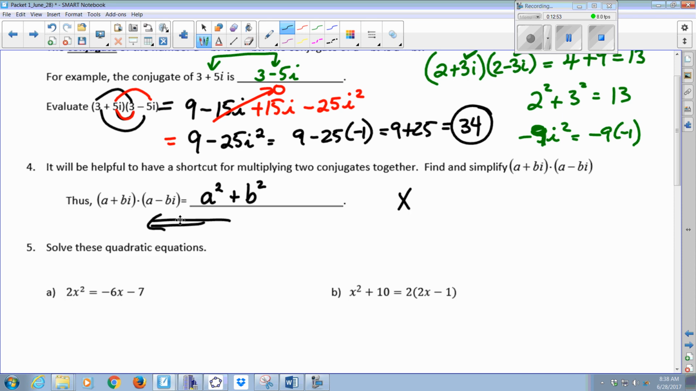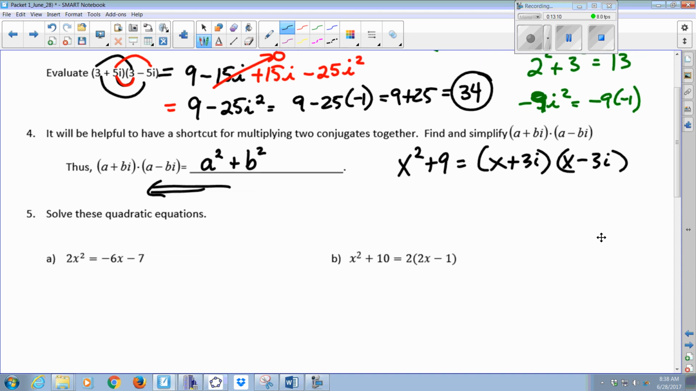So for example, if we have x squared plus 9, we can now factor that. We can go backwards to x and x, plus and minus 3i and 3i. X plus 3i, x minus 3i.